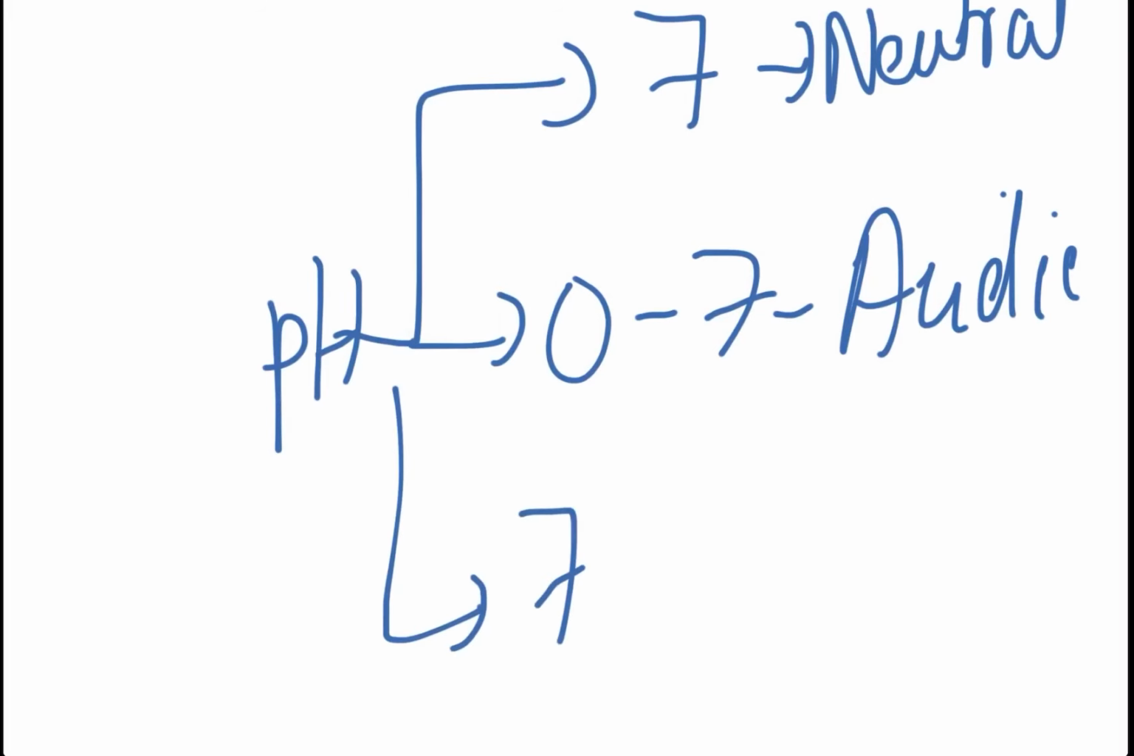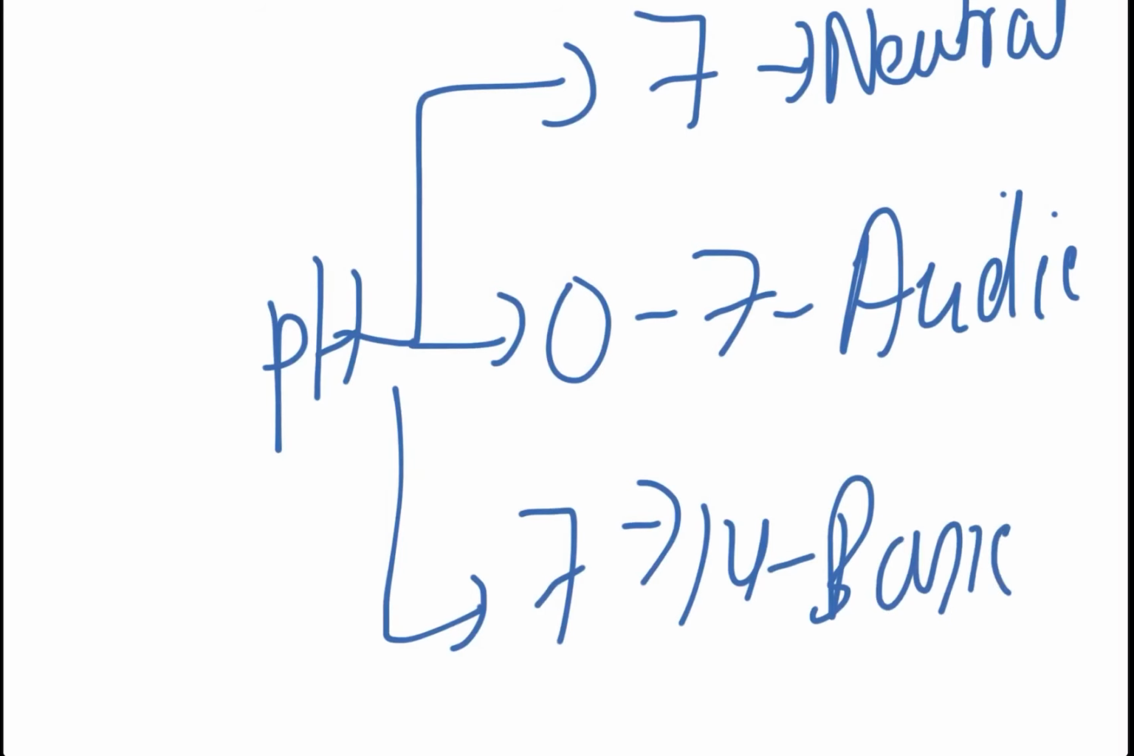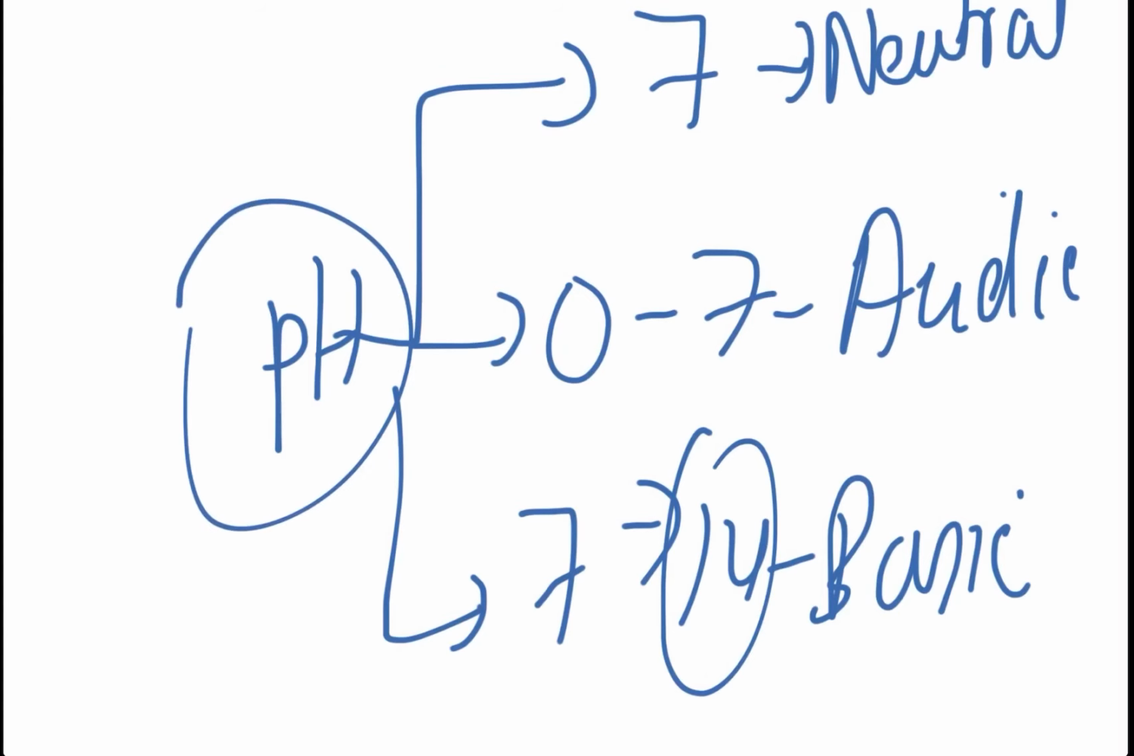And if it's 7 to 14, it is basic. And where is it most basic? Towards 14, this becomes most basic. So I can be given 3 or 4 solutions and their pH values, and we can be asked which is more acidic, or to arrange them in increasing order of acidity, decreasing order of basicity, etc. So hence pH is becoming very important.